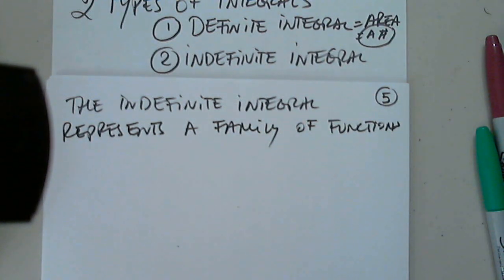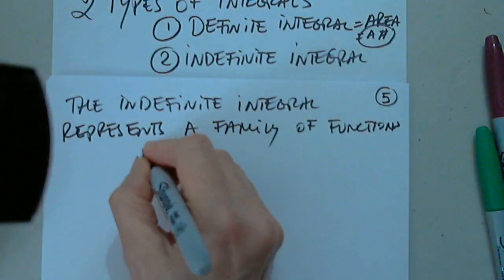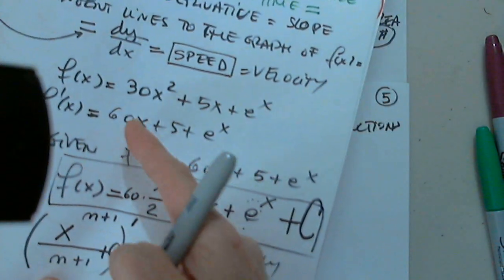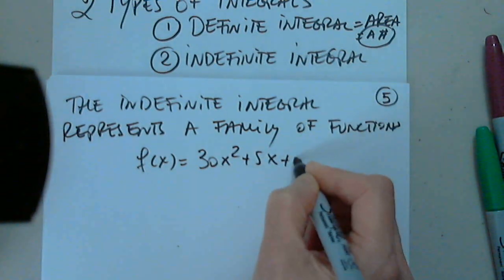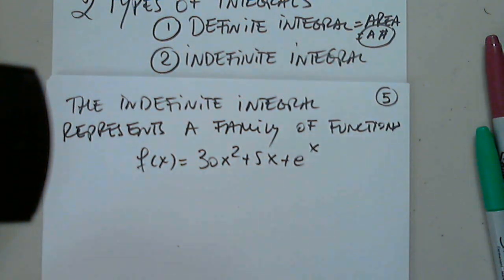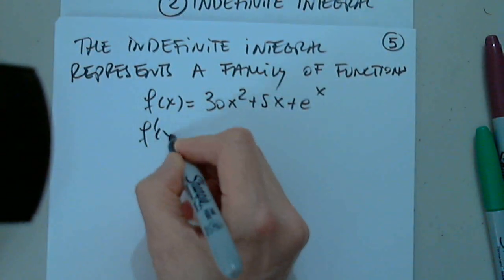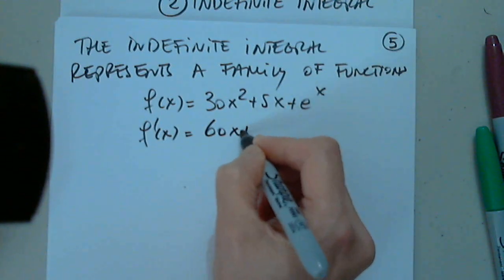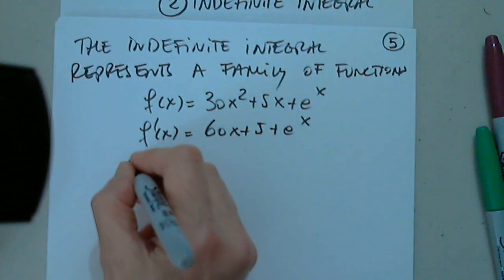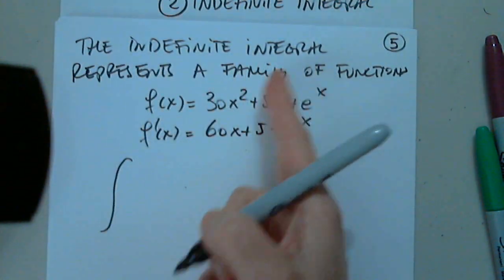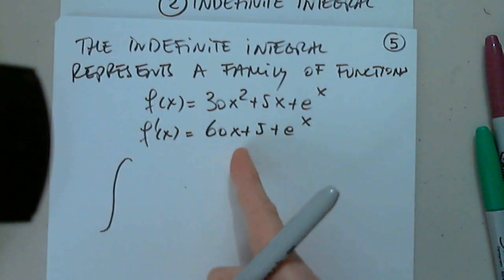We'll go back to what we just determined here. So if we are given the function 30x squared plus 5x plus e to the x, and we also have its derivative, which was 60x plus 5 plus e to the x. We are using this indefinite integral symbol from this function, from the derivative, this function.